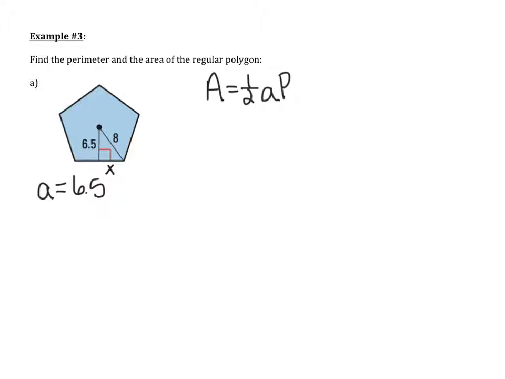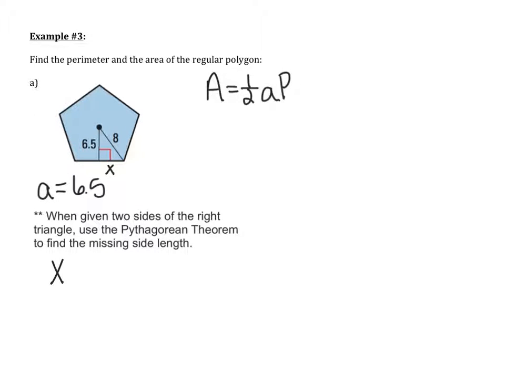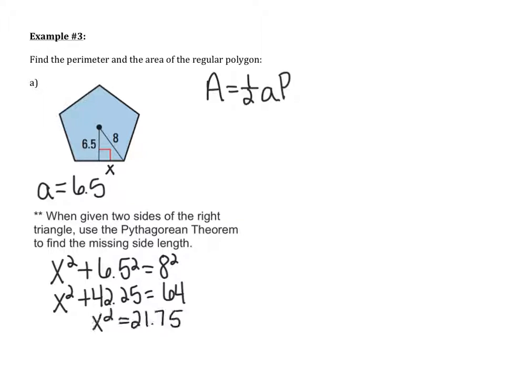So whenever you're given 2 sides of the right triangle, use the Pythagorean theorem. Therefore, we would have x squared, the side length we don't know, plus 6.5 squared equals 8 squared. So I would square the 6.5 and the 8 to get x squared plus 42.25 equals 64. Subtract the 42.25 from the 64 to get x squared equals 21.75, and then to get x by itself, I would take the square root. So x would be about 4.7. So if this length right here is about 4.7, then I would just again double it to find one side length of our pentagon.